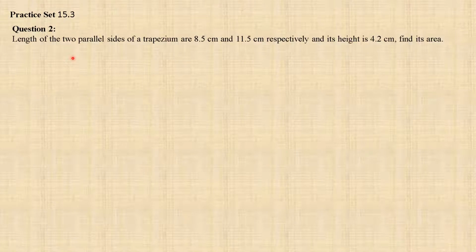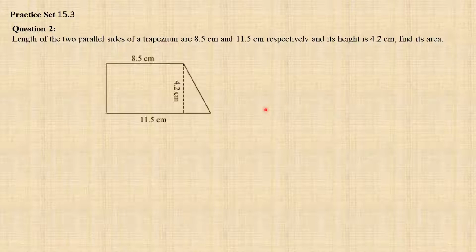Practice set 15.3. Second question. Length of two parallel sides of a trapezium are 8.5 centimeters and 11.5 centimeters respectively, and its height is 4.2 centimeters. Find its area. So if you see the given figure, the two parallel sides of the trapezium, this is 8.5 and this is 11.5, and the height is 4.2 centimeters.